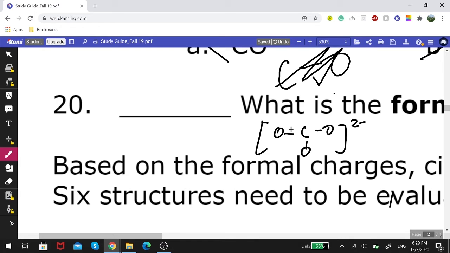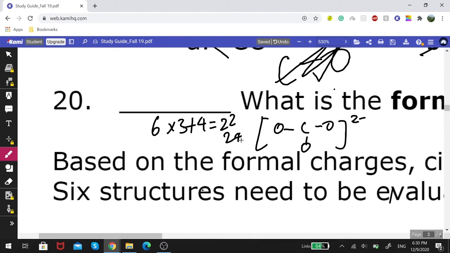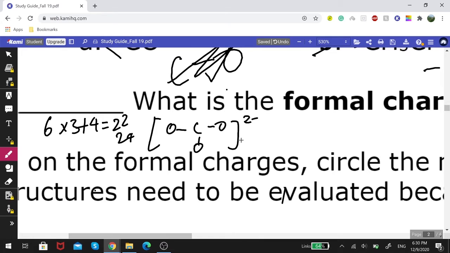O has 6. 6 times 3 plus carbon, which has 4, is 22. Plus 2 more, 24. Perfect. So now let's draw. If all of these have 8, then that would be 24 already. But our central one doesn't fill the octet rule, so one of these has to be a double bond.